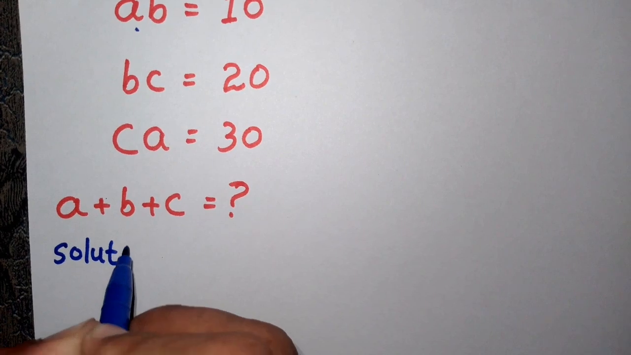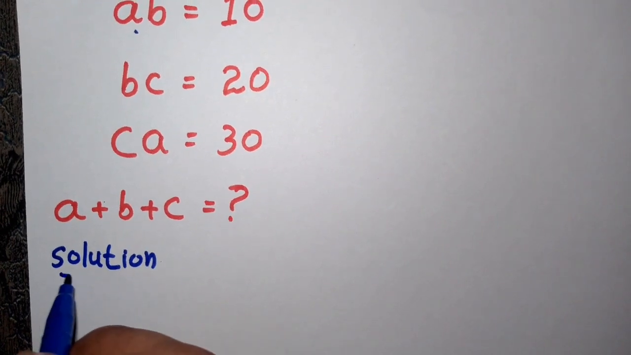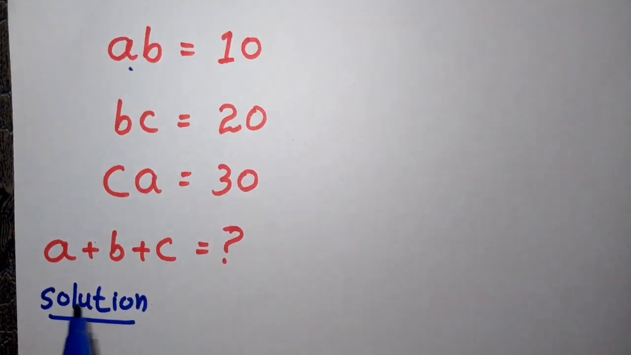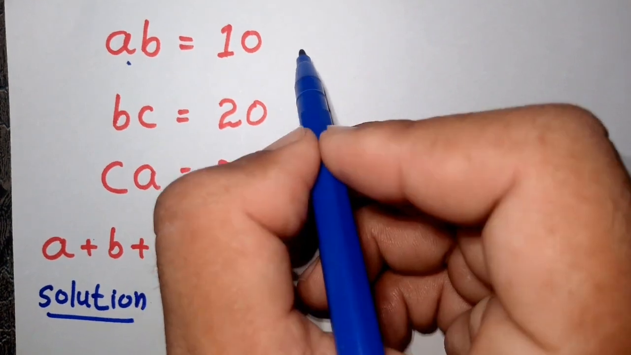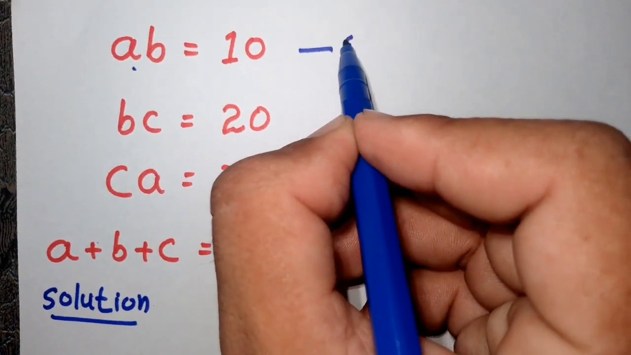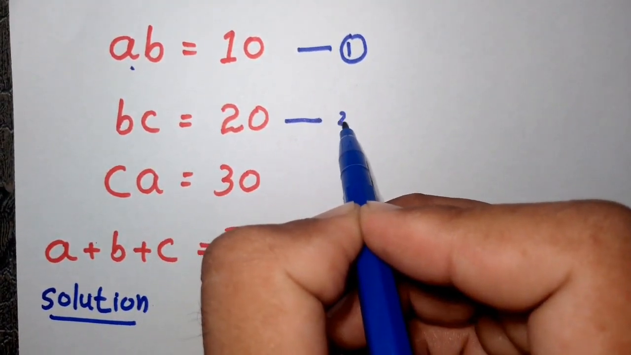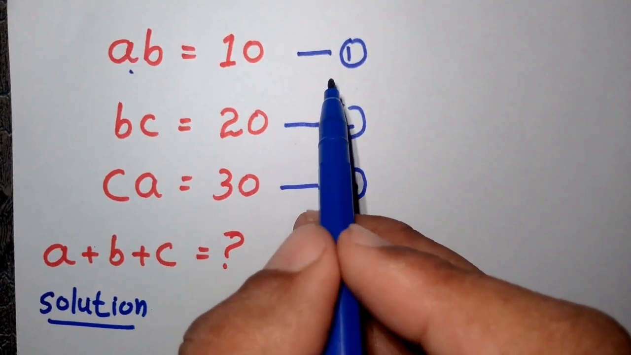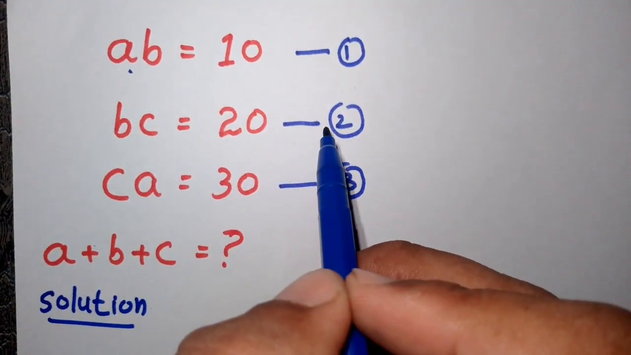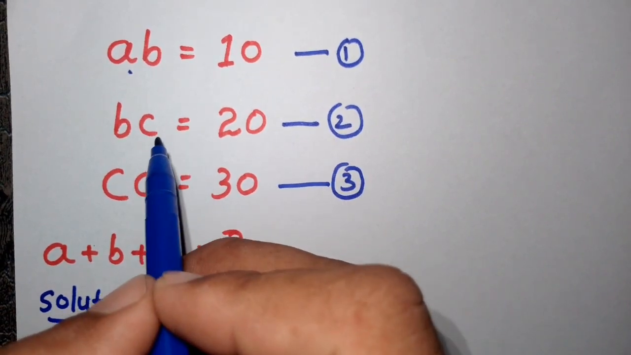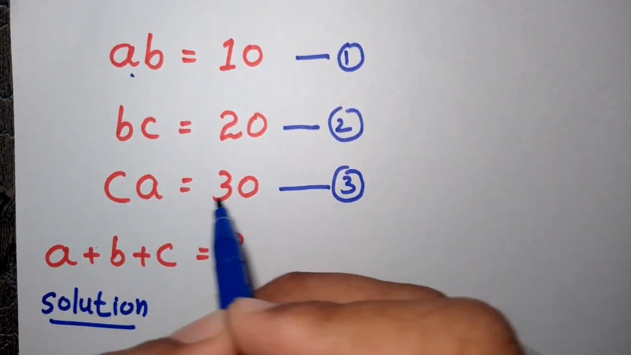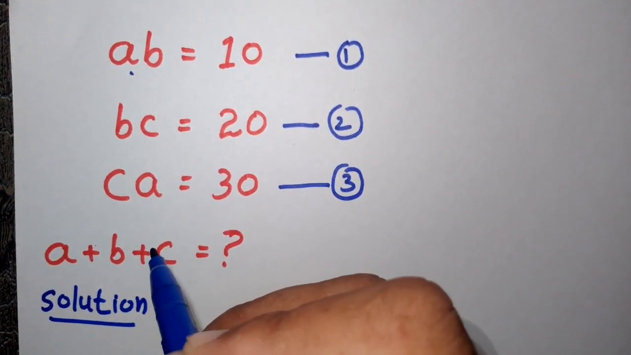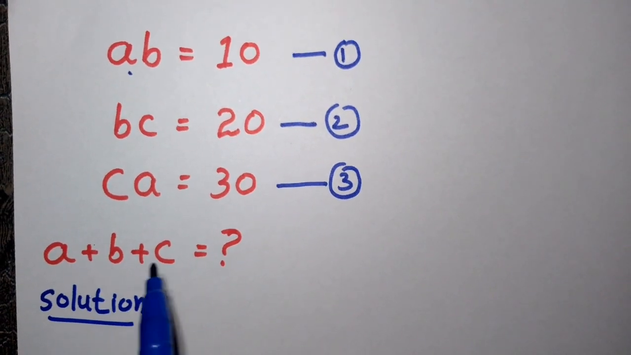Solution. Suppose this is equation 1, this is equation 2, and this is equation 3. Equation 1 is AB is equal to 10, equation 2 is BC is equal to 20, and equation 3 is CA is equal to 30. We have to find A plus B plus C.